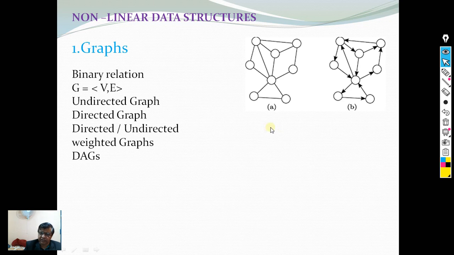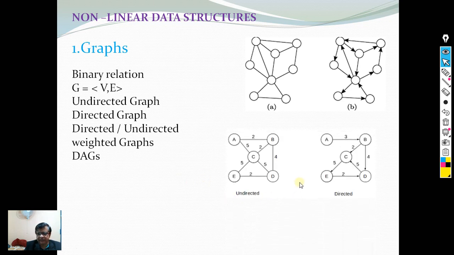Okay, and there is another category of graphs called weighted graphs. Weighted graphs can come in two flavors again: undirected weighted graph and directed weighted graph. Here the numbers are not arbitrarily chosen. These numbers are never arbitrary. They represent some realistic situation.